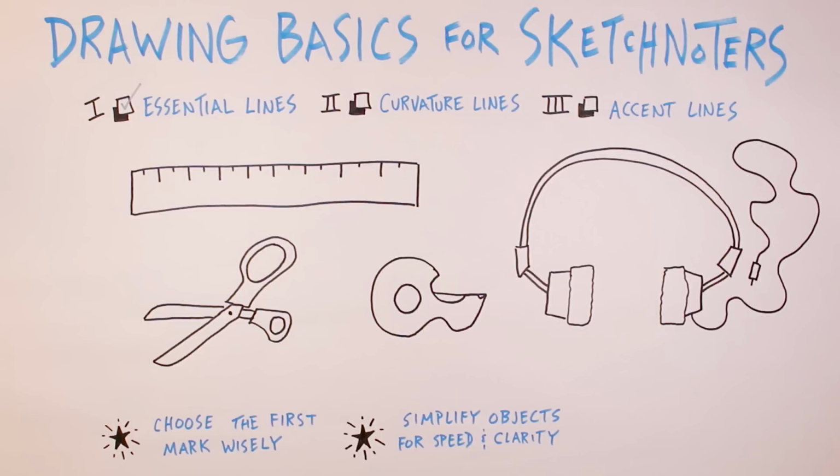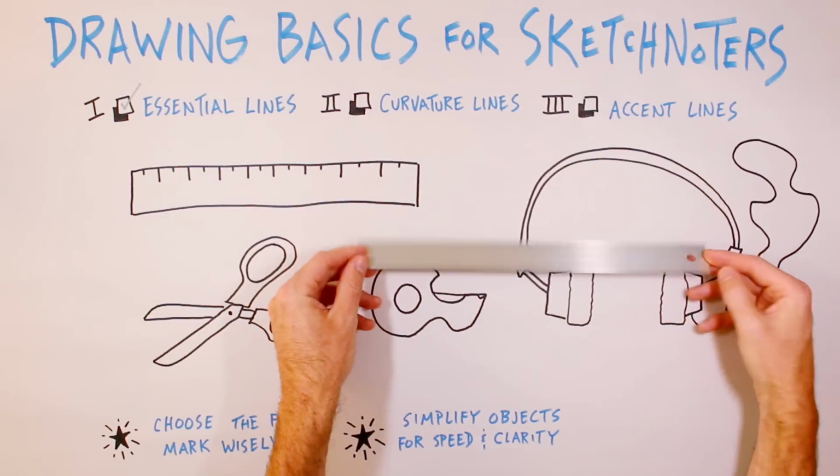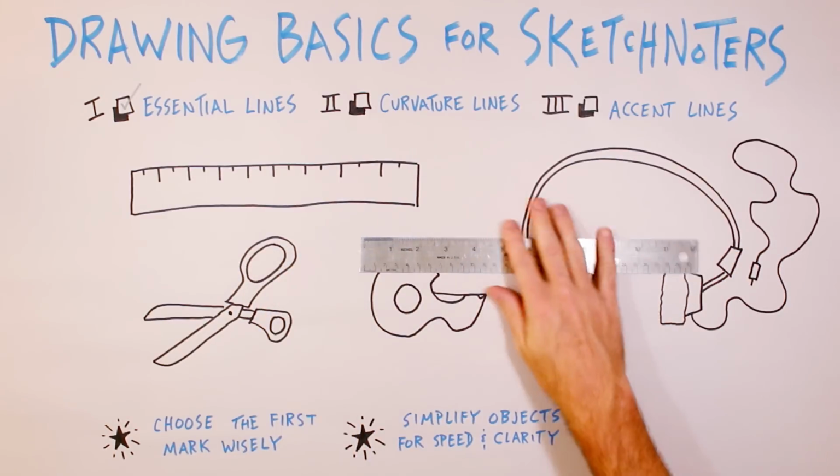But you might want to add a touch more detail and a bit more nuance. That's where the curvature lines and accent lines come in. With curvature lines, what you're doing is adding a bit of three-dimensionality to your objects. It gives them a sense of depth that they're missing without it. Since our ruler has no curves and is essentially two-dimensional, there's no need to add any curvature lines.